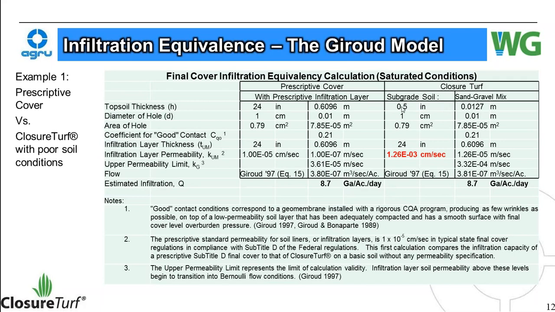Over here on the ClosureTurf side, topsoil thickness is 1/2 inch for the sand. Same hole diameters, same infiltration soil layer thickness, same coefficient for contact. The difference here is I'm using this permeability for the underlying soil layer simply to go through the numbers to find a matching infiltration rate to the prescriptive cover.